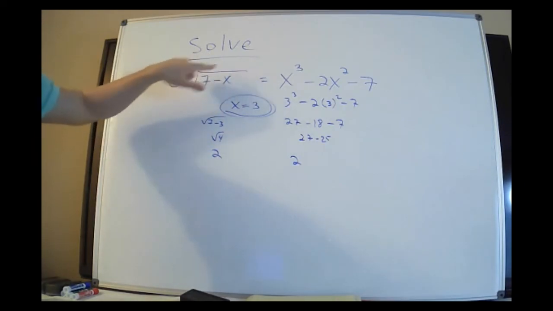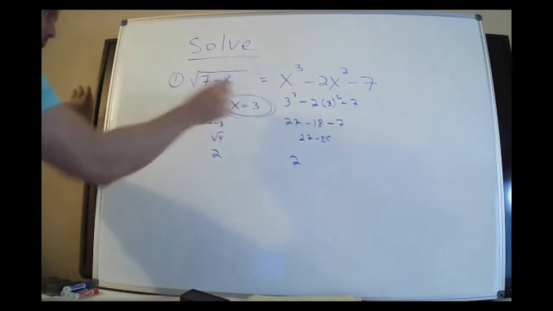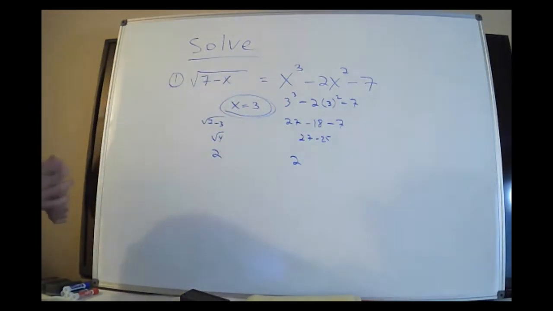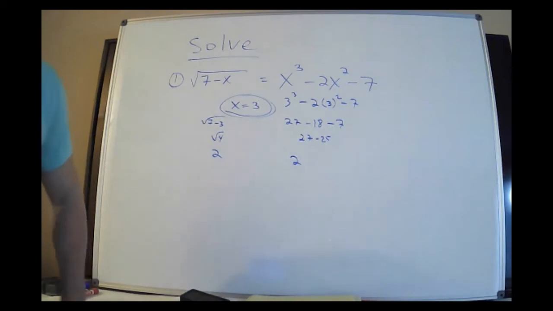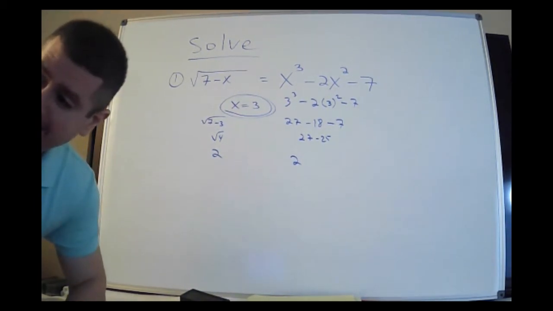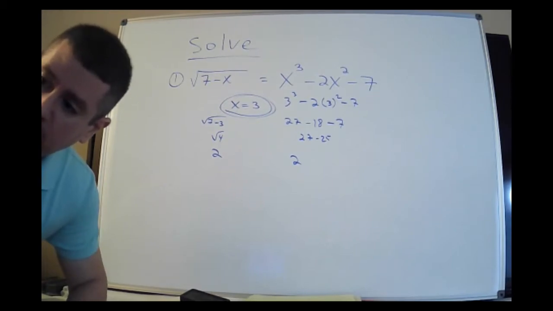I plug in 2 to both sides and they're equal. I plug in 3 to both sides and they're equal. So this is important to understand: when you get this answer, you are only looking for the x coordinate of the point where they meet. That is your solution. It has nothing to do with the y.